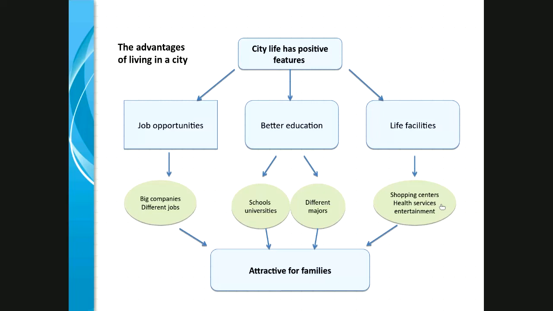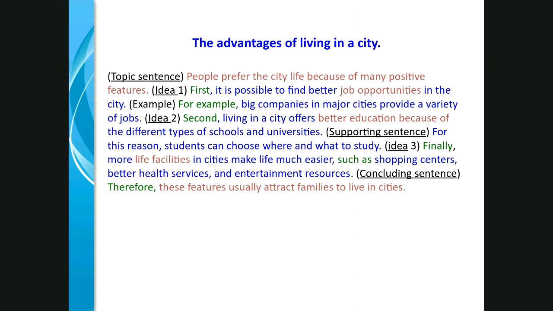Okay, once we have written all these supporting details, we will go ahead and write a concluding sentence. So this is our concluding sentence, attractive for families. So all these things, the main ideas and the supporting details, attract families to live in a city. Okay, so let's go on and look at our written sample paragraph.